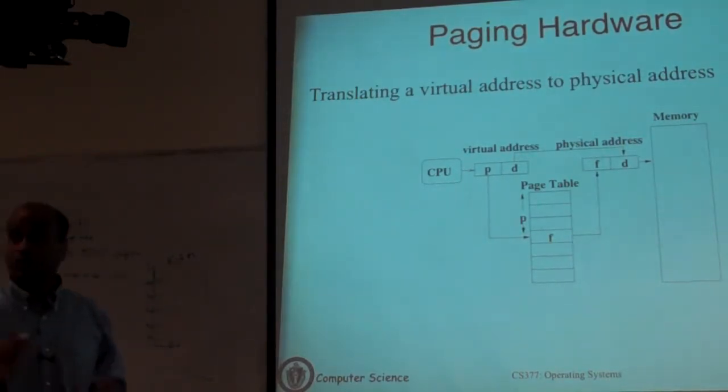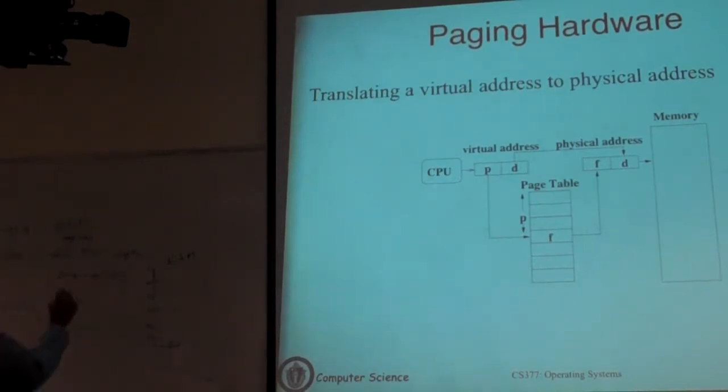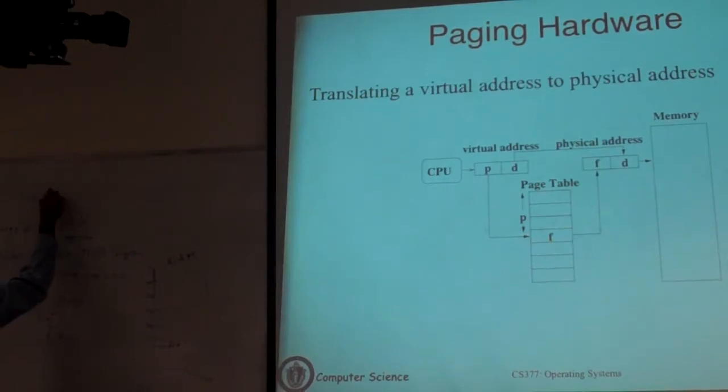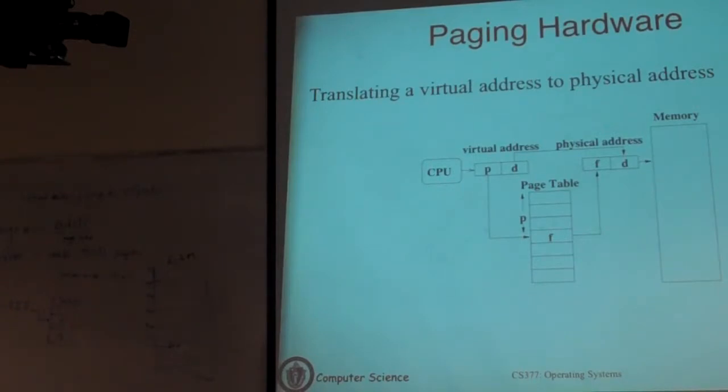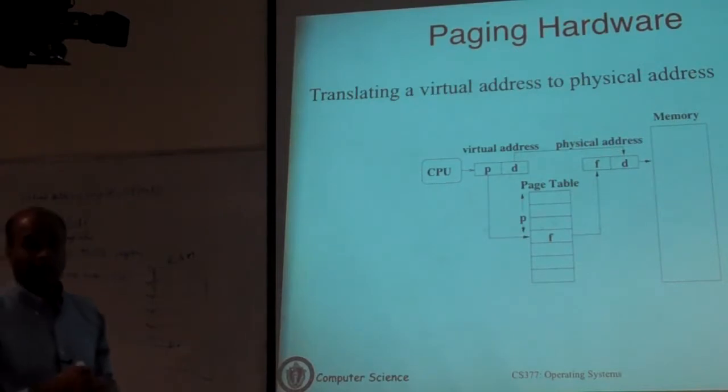So a virtual address has two components. Every virtual address is now a page number and an offset within that page. You say which page it is in, and then where within that page it is. That's how you are going to track down where that address is.